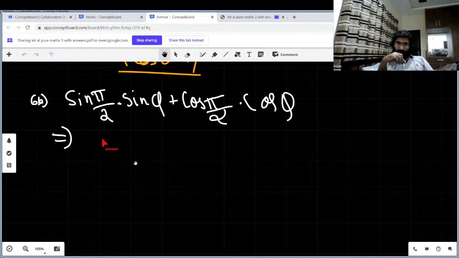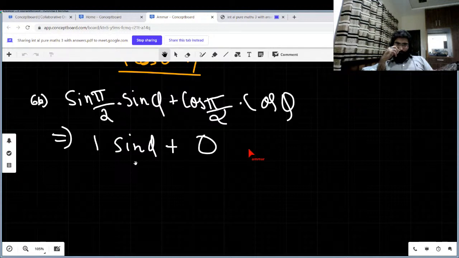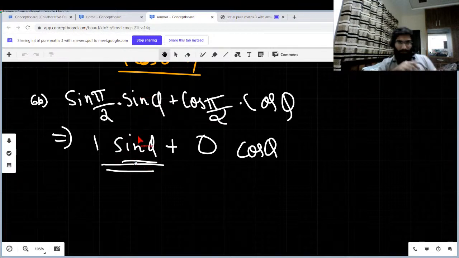So this is one, you said, right? So one sine theta, you said this was zero. So zero cos, it's zero and it's one, are you sure? Sine pi by 2 is 1, cos pi by 2 is 0. Sine 90 is 1, cos 90 is 0. Yes, so the answer is this. Sine theta remains. That's the answer.